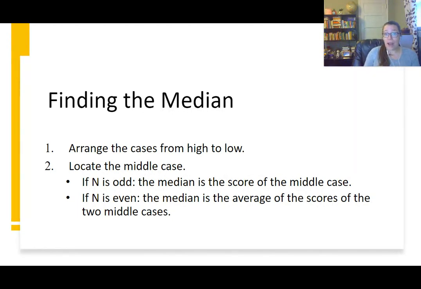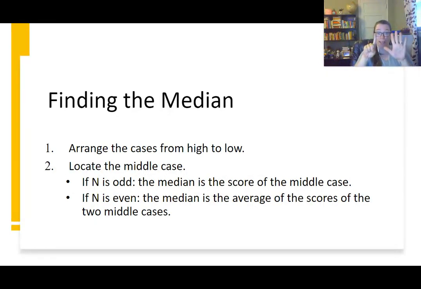So if I ask 5 people what their GPA is, I'm going to get rid of number 1 and number 5. I'm going to get rid of number 2 and number 4, and then number 3 is going to be the middle one. Let's do it with my hands. I'm going to get rid of 1. I'm going to get rid of 5. I'm going to get rid of 2, and I'm going to get rid of 4. And then 3 is going to be the middle case.